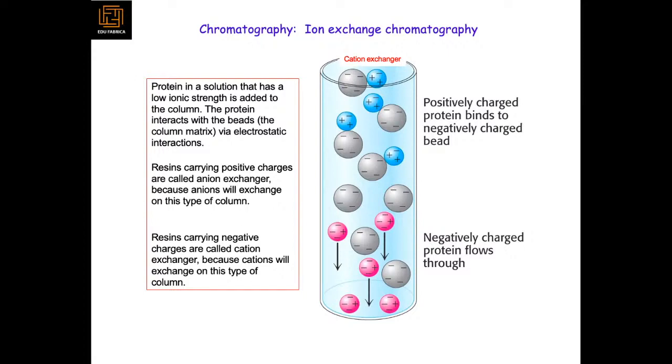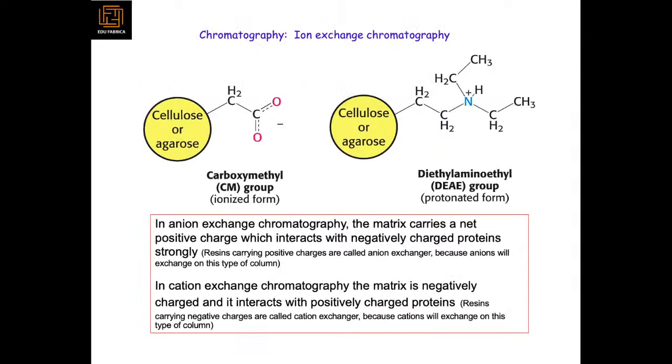So there will be an anion exchange chromatography and a cation exchange chromatography. In anion exchange chromatography, the matrix carries a net positive charge which interacts with the negatively charged proteins. And in the other case, the matrix is negatively charged and interacts with the positively charged proteins. So let's see how we do this technique.